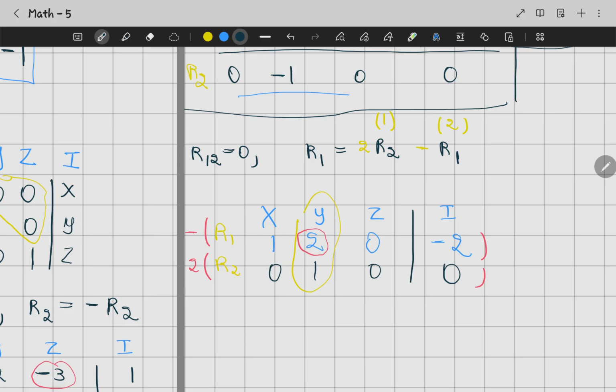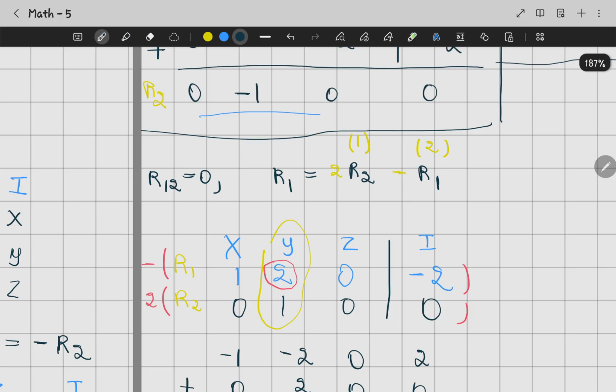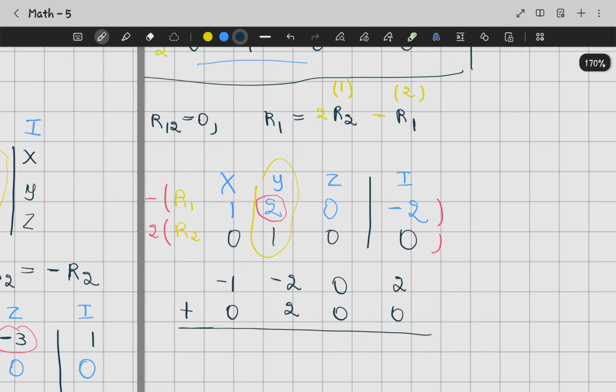So negative times 1 will give me 1, negative 1, negative 2, 0, positive 2. Now 2 times 0, 0, 2 times 1, 2, 2 times 0, 0, 2 times 0, 0. Then this is what we're going to have, and put a plus sign. And then as you can see, the answer to this will be negative 1, 0, 0, 2.